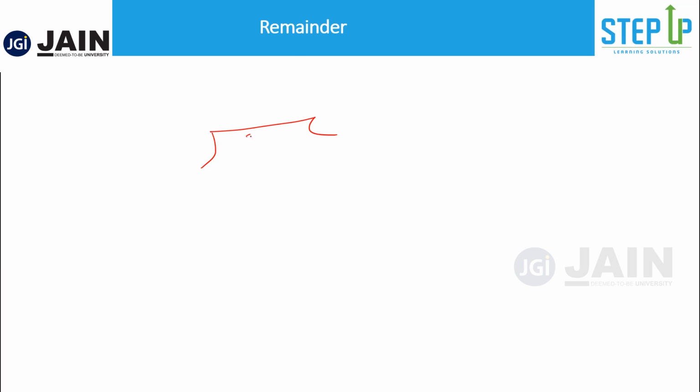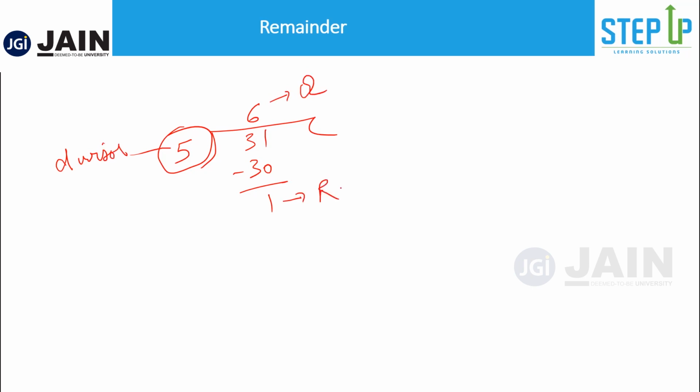So let's say you have a number, let's say 31, and you want to divide it by 5. So what you do is 5 into 6 and you get 30, and then you subtract it, you get 1. So ultimately, what is this 5? Your 5 is nothing but the divisor, your 6 is nothing but your quotient, and your 1 is nothing but your remainder.